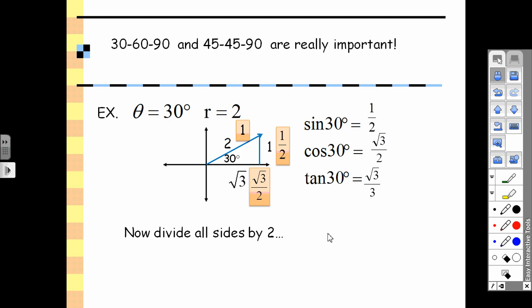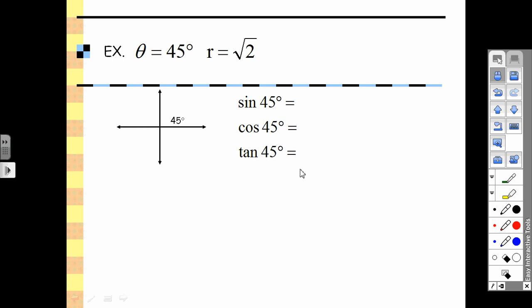Let's try it with the 45, 45, 90 triangle. Okay, I guess I put that 45 in before the triangle. Interesting. All right, so here's our triangle. They tell us that the radius is supposed to be √2. So that helps us out by knowing that each of these sides is going to be 1. So the sine of 45 is √2/2, because 1 over √2 when you rationalize. And cosine of 45 should be the same thing. And then the tangent, 1 over 1, is just going to give us 1.